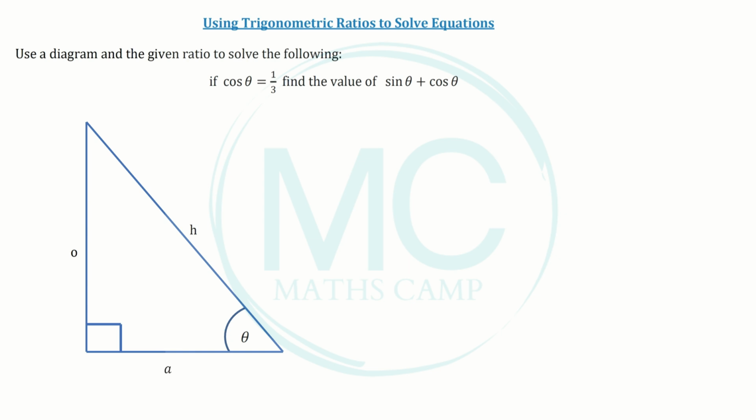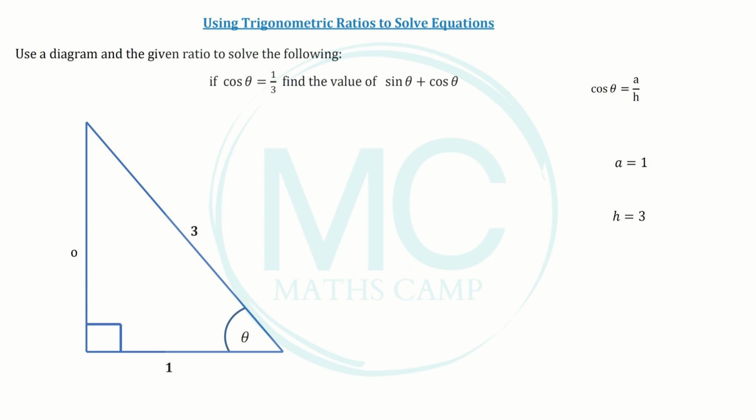The question tells us that cos theta is equal to 1 over 3. We know that cos theta is equal to the adjacent over the hypotenuse. So if cos theta is 1 over 3, then the adjacent side A must be 1, and the length of the hypotenuse must be 3. Let's put 1 into our diagram in place of A, and 3 in place of H. But we still need the length of the opposite side.